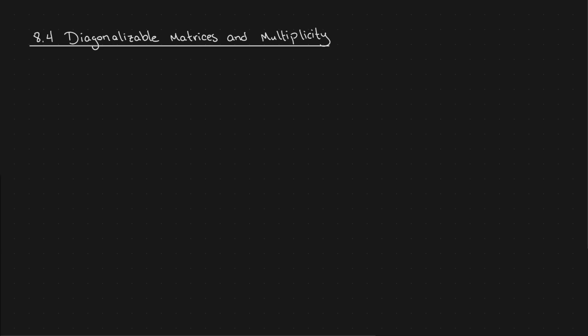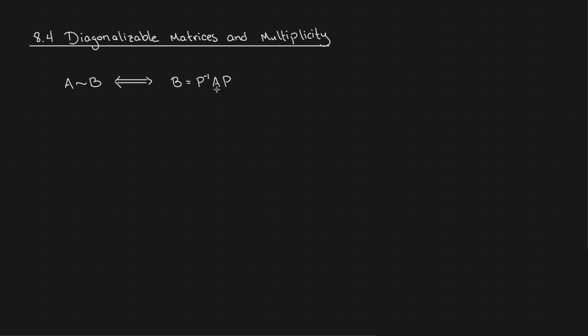In the last section, we introduced the idea of similar matrices. So if we have two matrices A and B, we say they are similar if there exists some invertible matrix P, so that B is equal to P inverse times A times P. And the justification we gave for exploring this concept was that if two matrices are similar, they share a lot of properties. There's a lot of properties that they have in common.